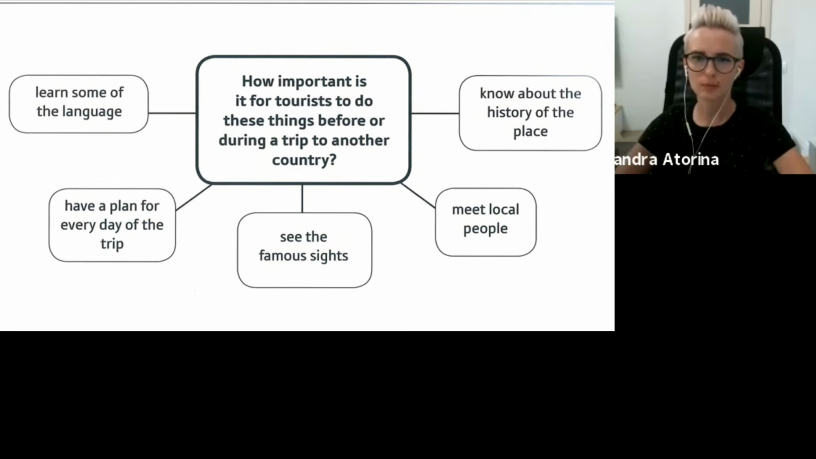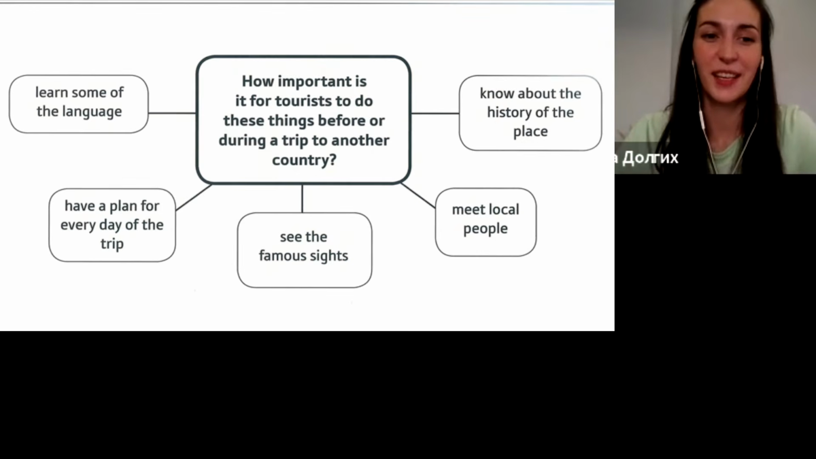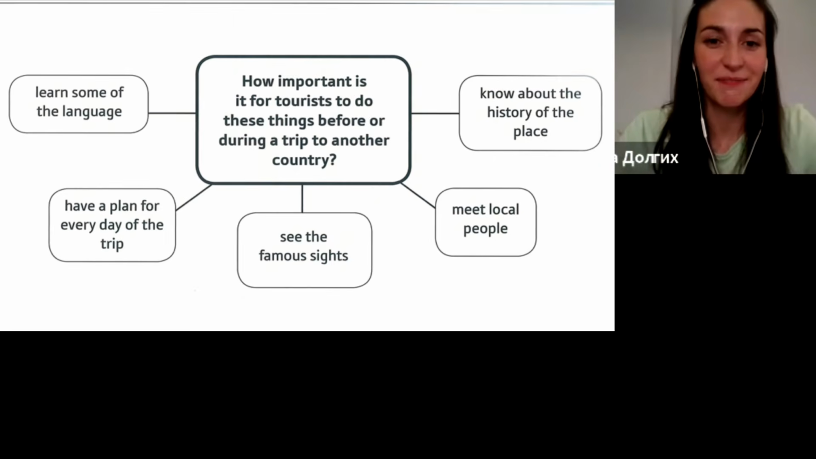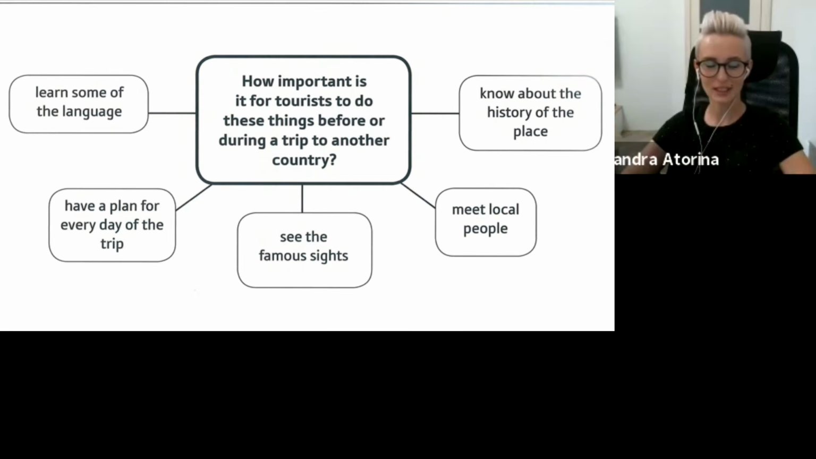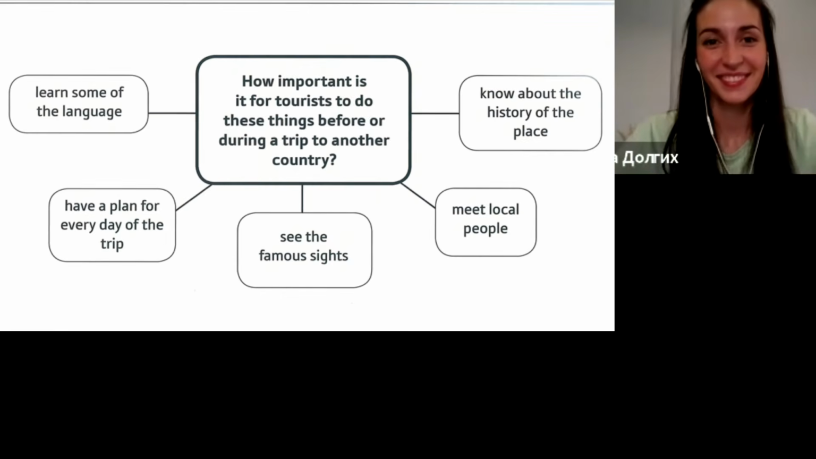Do you agree? Mm-hmm. Yeah, you have a point, but as I see it, I think that learning some of the language is more important, and just this advantage will help you to be not maybe an ordinary tourist, but to just travel with pleasure and to be everywhere, just like at home. Okay. Yeah, probably you are right here because this thing will help you meet local people and communicate. So they are connected. Yeah. So. Okay. Thank you.